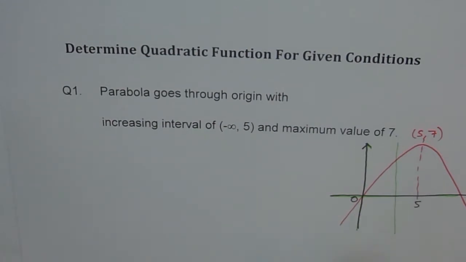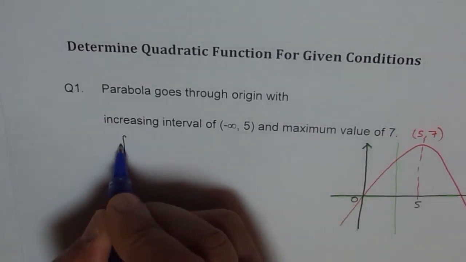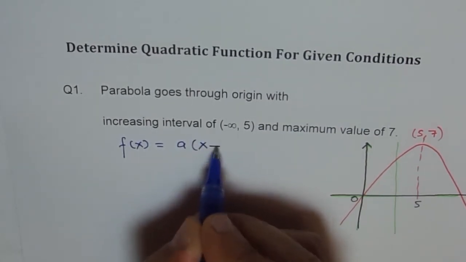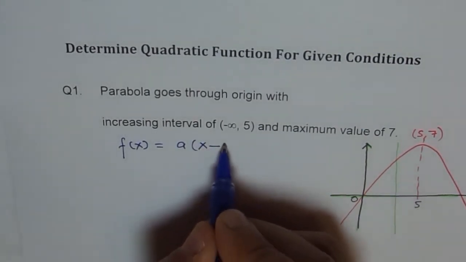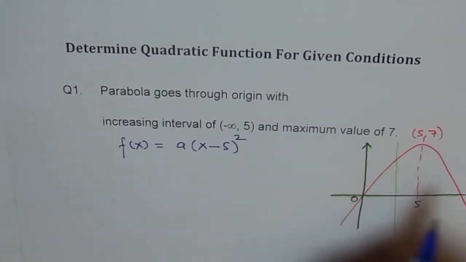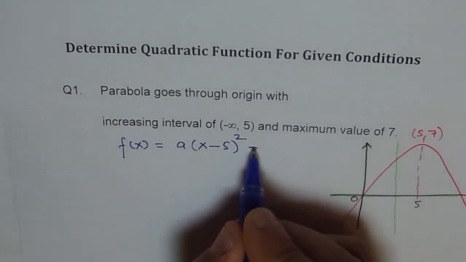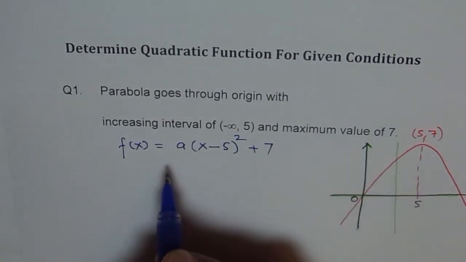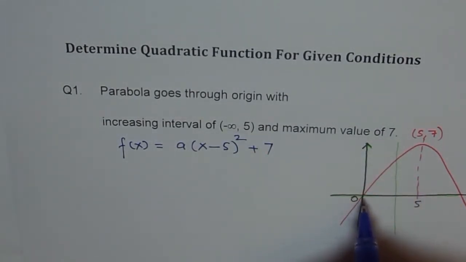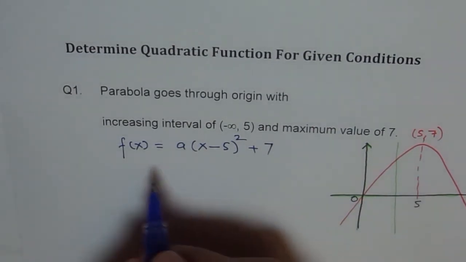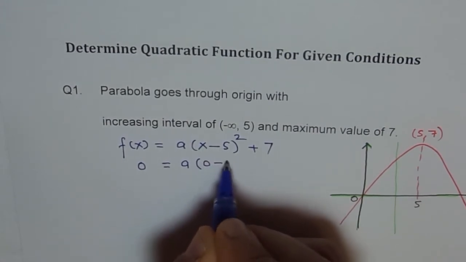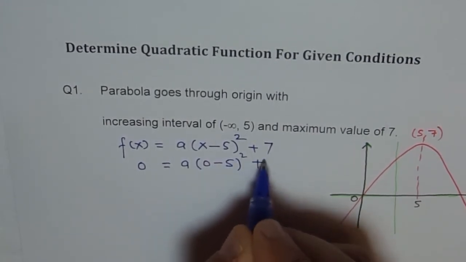Now that's not very difficult. From the vertex form, we can write f(x) = a(x - 5)^2, and the maximum value is 7, so plus 7, right? Now to find a, we can use (0, 0), the origin. So f(x) is 0 at x equals 0, so we get 0 = a(0 - 5)^2 + 7. Is it okay?